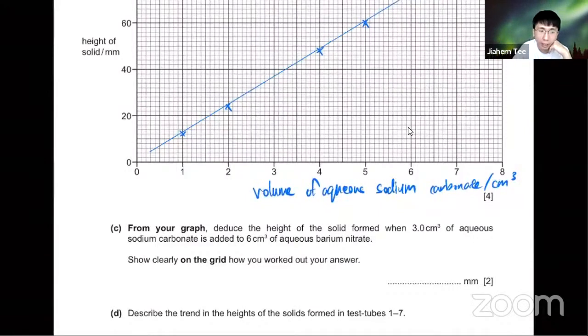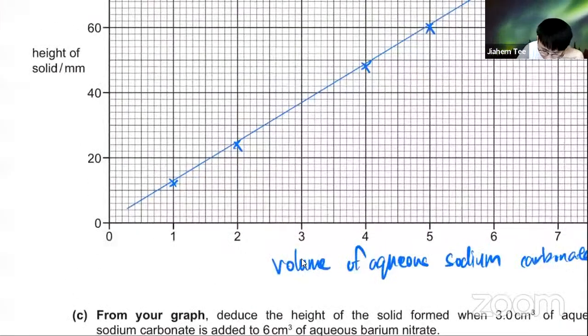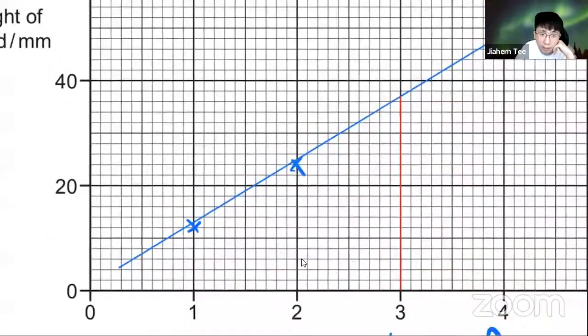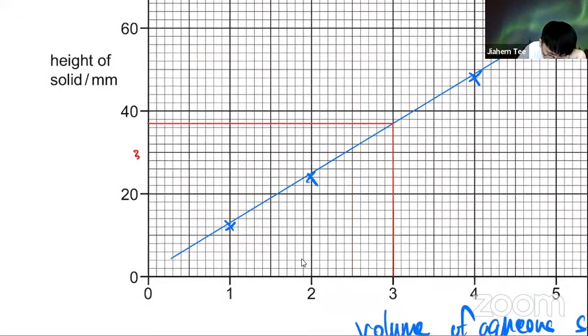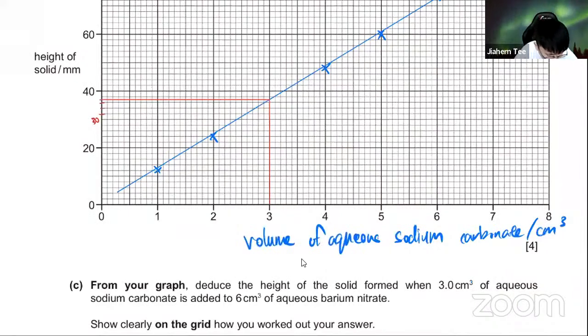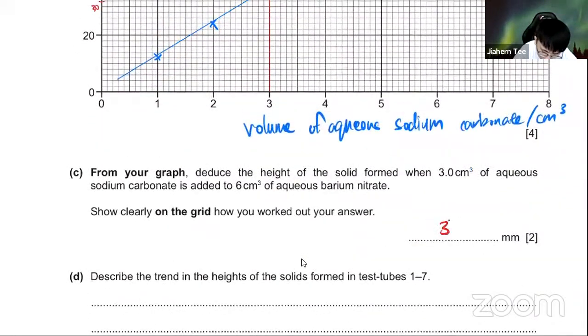Okay, so from your graph, deduce the height if it's 3 cm cubed. So it's not 3 cm cubed, no point, right? Now they want you to find it according to the trend, according to the best fit line. Show clearly on the grid how you work out your answer. So from here, we know that 3 cm cube is here. So I'm going to draw a line. You see the red line there. And then the point that we get, draw it to your y-axis. So this is 30, then 32, 34, 36, 37. So from here, it will be 37 millimeter.